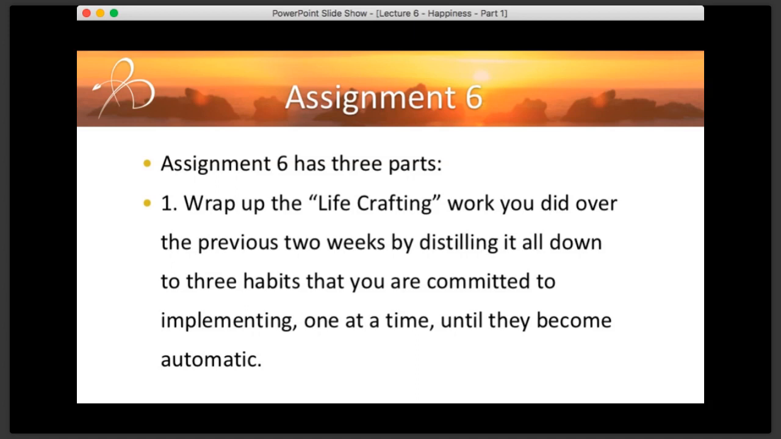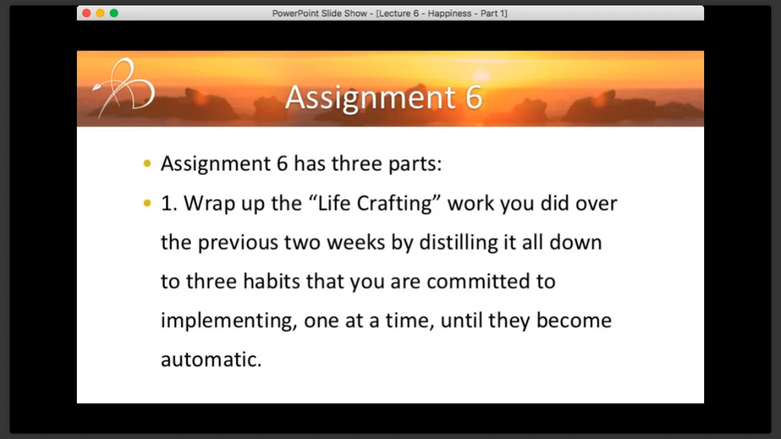And then I want you to have another one waiting in the wings so that when the first one feels completely automatic, at least a month from now, but maybe even two or longer, then you can layer in the second one and wash, rinse, repeat, right? Wait until that second one is completely automatic before you layer in the third one. It's fine if you want to have a list of additional habits beyond the three that you would like to implement sometime in the future.